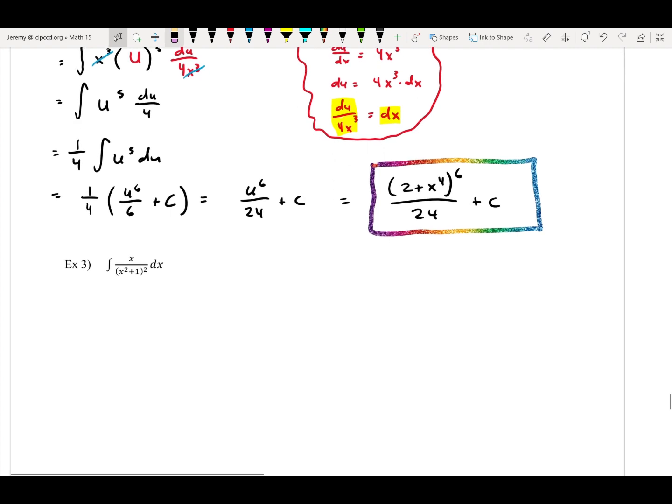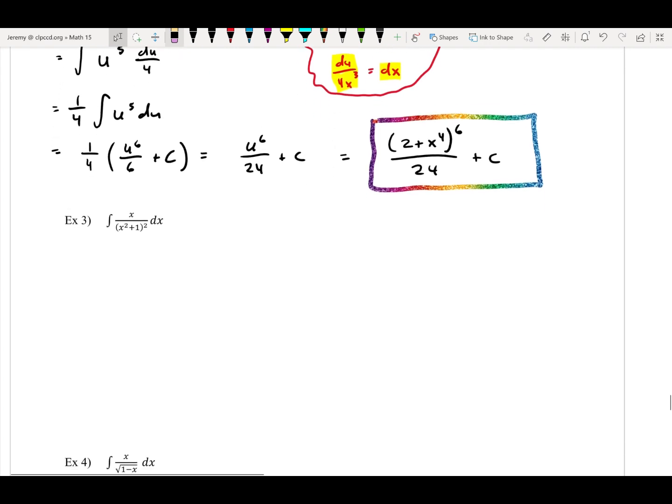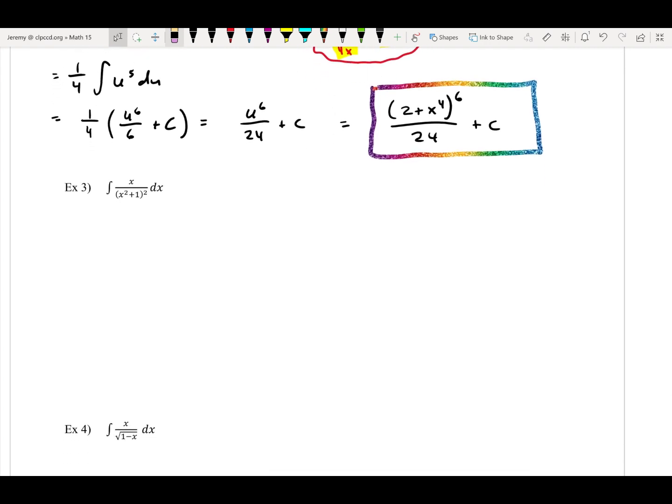Let's try another one. Example 3, here we have a quotient. Remember, we don't have a quotient rule for integration. We have one for differentiation, but we don't have one for integration. So whenever I see a quotient inside of an integral, I'm thinking, how am I going to deal with this? Am I going to multiply it out? Am I going to simplify it? Is there anything algebraically I can do to get out of this situation? Because we don't have a fixed rule for how to deal with a quotient.